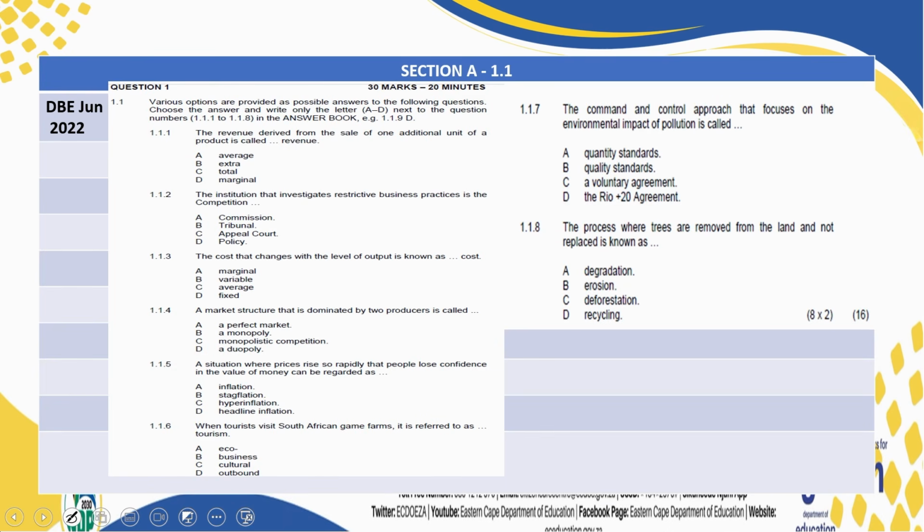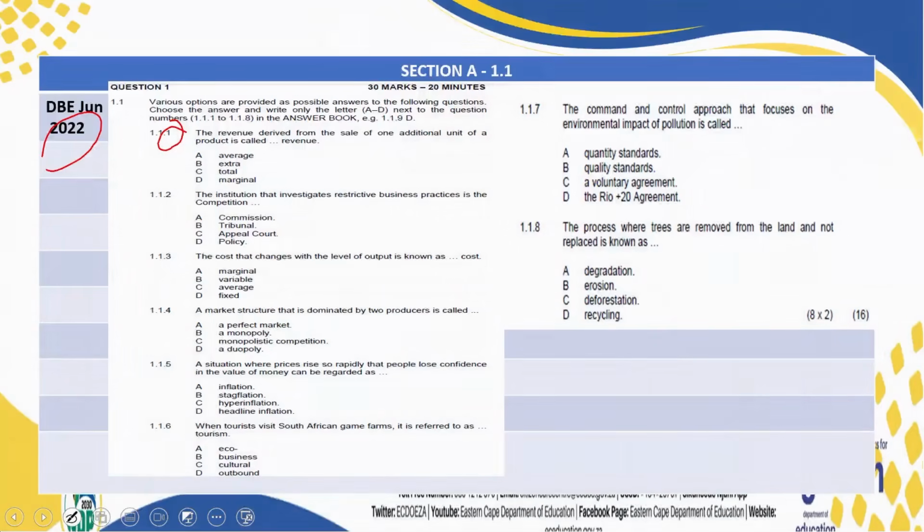Now, let us go a little bit into section A, the multiple choice questions. I'm going to give you some tips on how to answer and choose the correct answer. The answers are already given to you. You are now supposed to choose the most correct answer. For example, we have 1.1 here, and I took it from June 2022. The revenue derived from the sale of 1 additional unit of product is called.